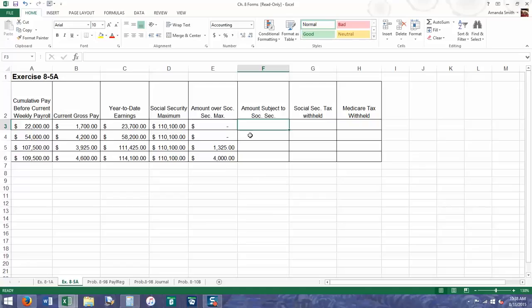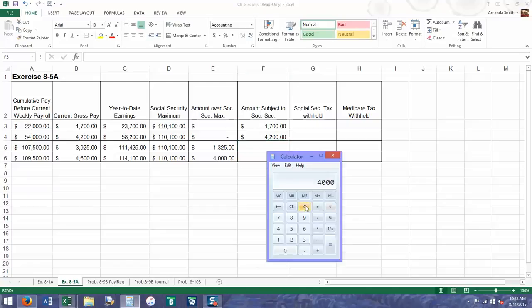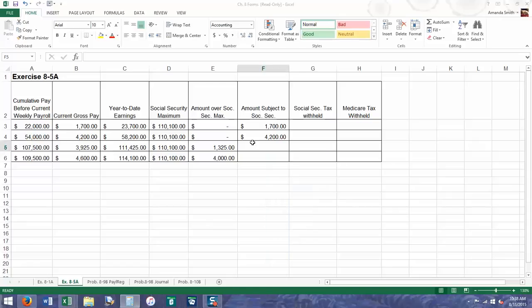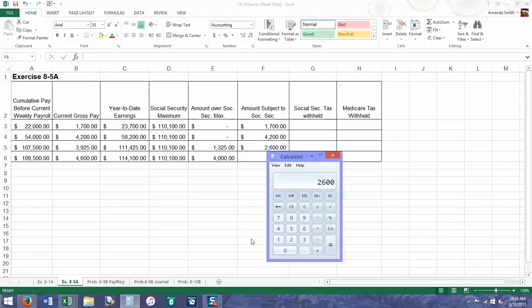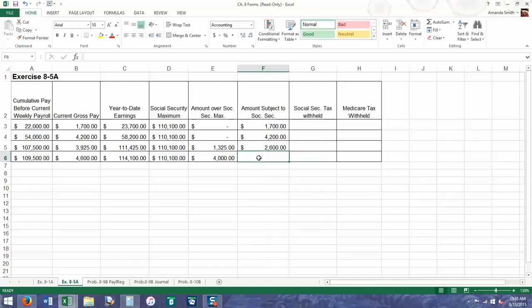Now, the amount of their current gross pay that's subject to Social Security. Since the first two employees are not over the maximum, their entire gross pay is taxable for Social Security. For the last two people, we're going to have to take their current gross pay. So for this one, it's $3,925. We're going to subtract our $1,325. That gives us $2,600 of their current gross pay that is subject to Social Security. This one is a fairly easy calculation, 4,600 minus 4,000. But still, I just like to double check myself.